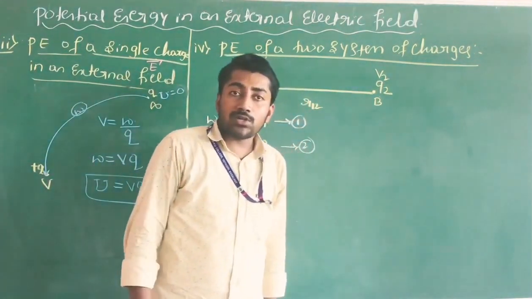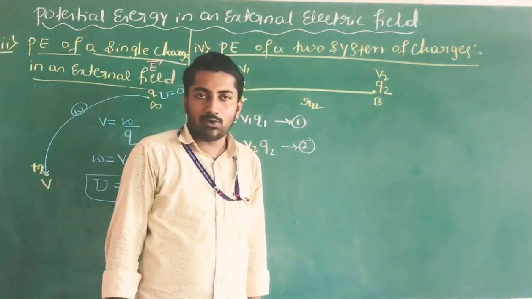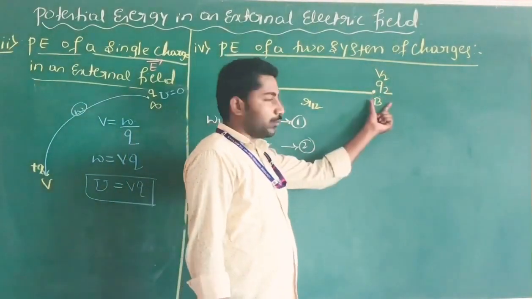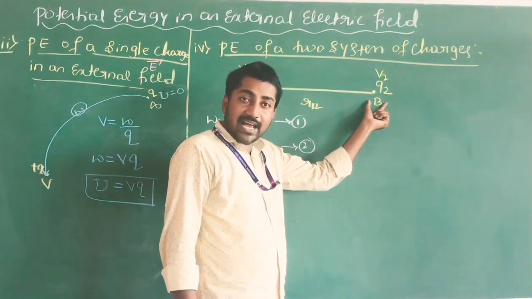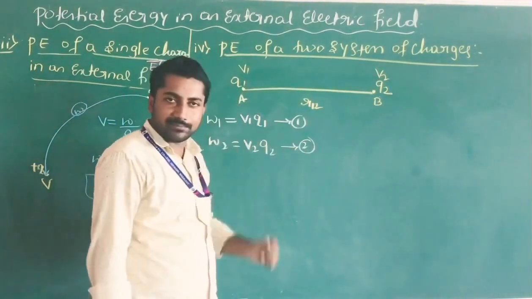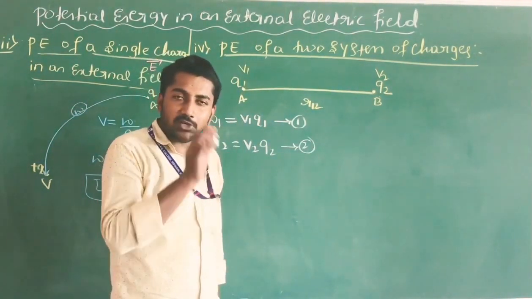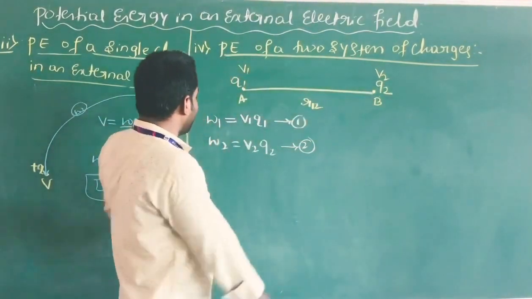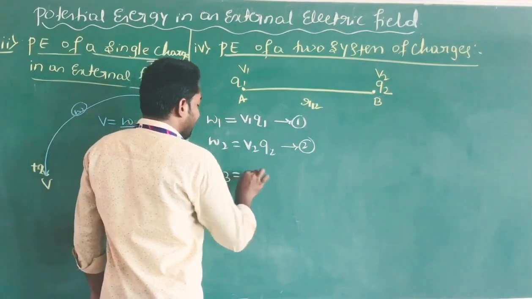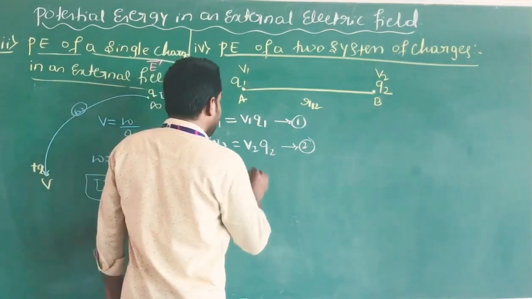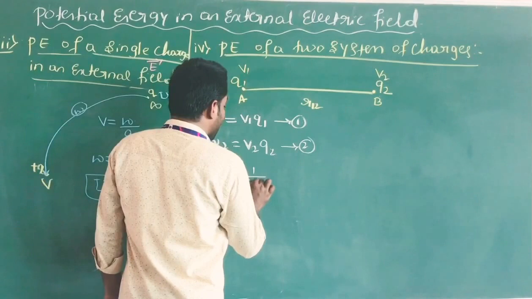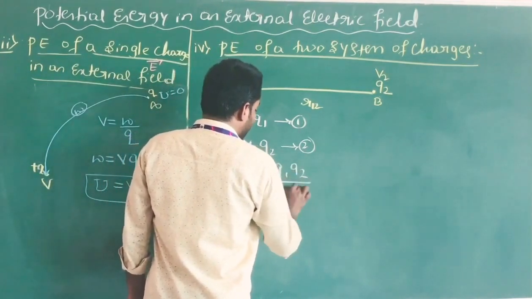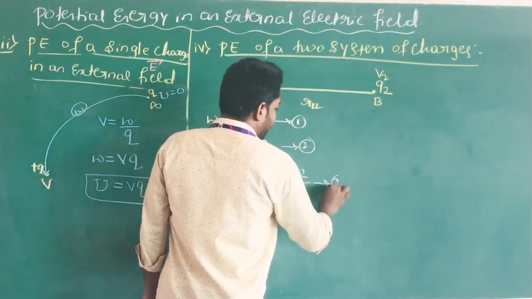Then the amount of work done to bring a charge Q2 against the direction of electric field of Q1, that is W3, is equal to 1 divided by 4 pi epsilon naught, Q1 and Q2 divided by R12. This is equation number 3.